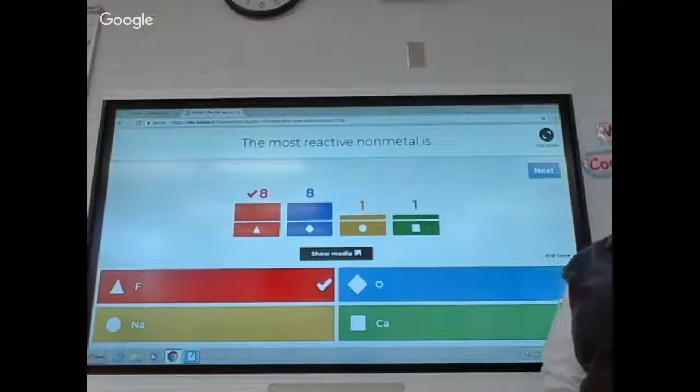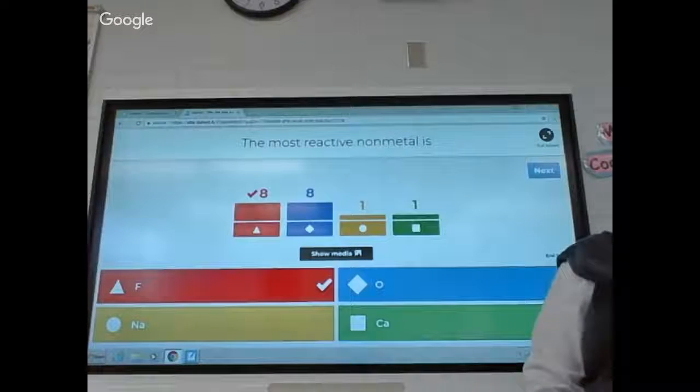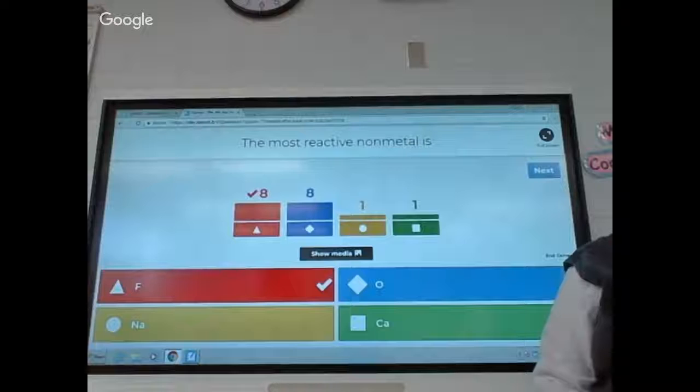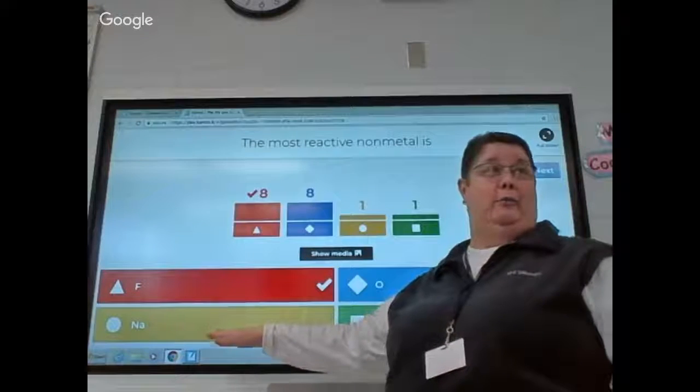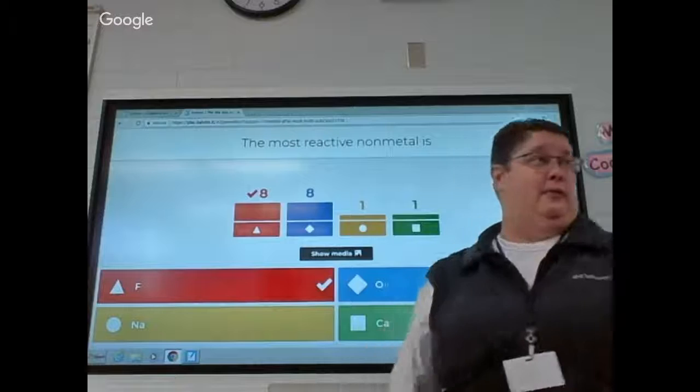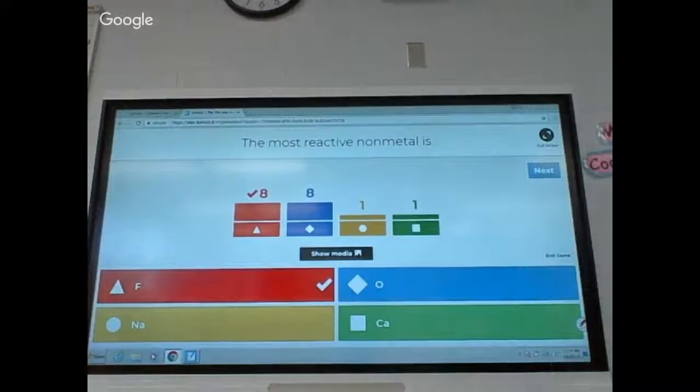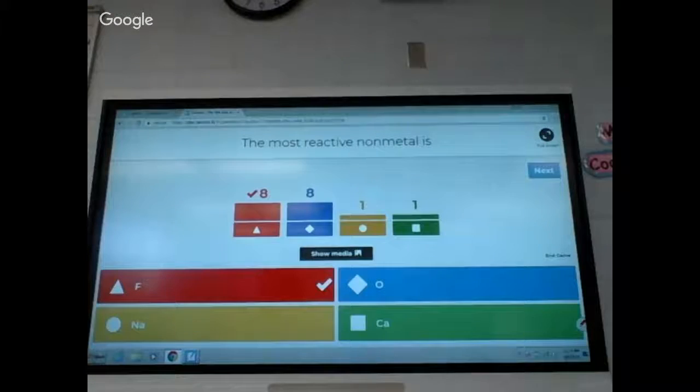Now, which 2 groups on the periodic table did we say were the most reactive metals? Groups 1 and 2. So Na would be the most reactive metal. But that's a metal, so that's not the answer. So, who is the most reactive non-metal? Fluorine, or F, because it is how many electrons away from having 8? 1. It has 7 electrons.